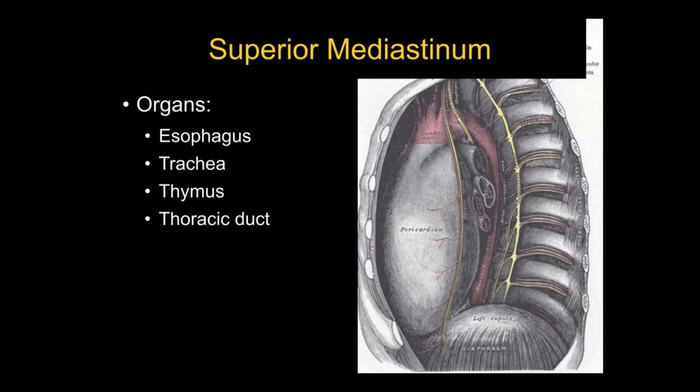For every compartment I discuss, I'll enumerate what organs and blood vessels are found inside that compartment. So the superior mediastinum contains the esophagus, the trachea, the thymus gland, and the thoracic duct. The esophagus is part of your gastrointestinal tract that connects your mouth to the stomach. The trachea connects your upper airway to your lungs. The thymus is an immune system organ that produces your T lymphocytes, and the thoracic duct is a major pathway for the lymphatics.